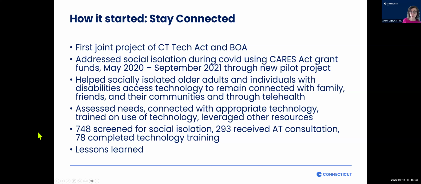So as I said, there were some pros to it. We helped a lot of people, but there were some cons in that we couldn't serve everybody who really did need the services that we were providing. But we took some of those lessons learned and used them to streamline this program and turn it into something new and better. Next slide, please.